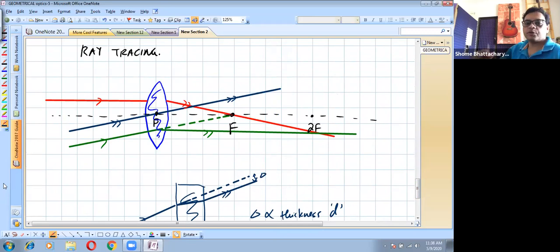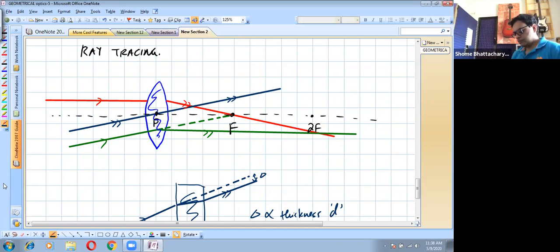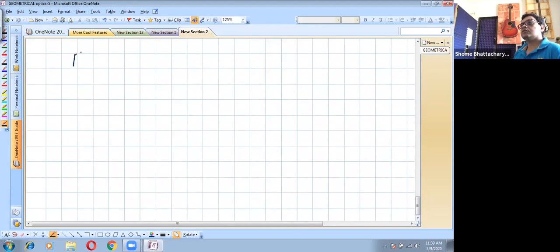And just make a note of this point here. So now based on this, we can see that if we consider an extended object, and magnification.